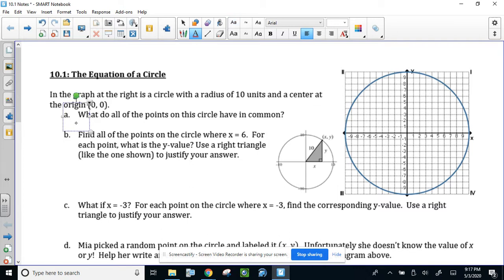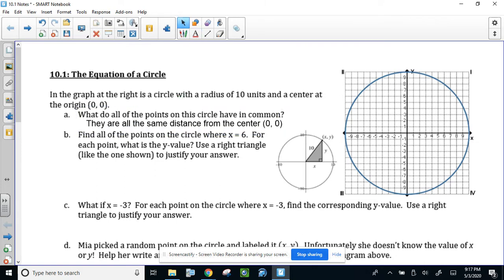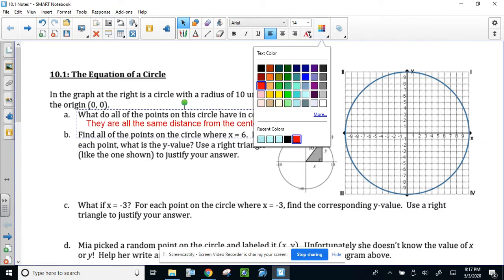the same distance from 0, 0, from the center, which is 0, 0. Okay, so that's kind of how that works. I'm just going to make that red so you guys can see that better.